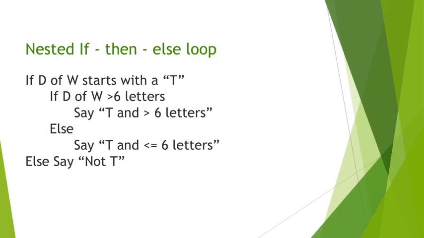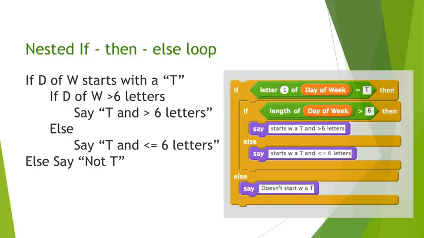Another way to deal with conditionals in testing if something might be true is to do what we call nested loops. In other words, you're going to test for one condition, and then when you know the answer to that condition, you're going to test for another condition. So it's going to look something like this. We have the outer loop: if letter 1 of day of the week equals true.